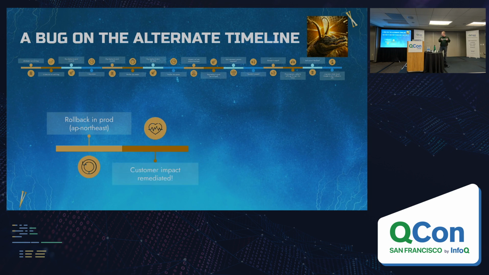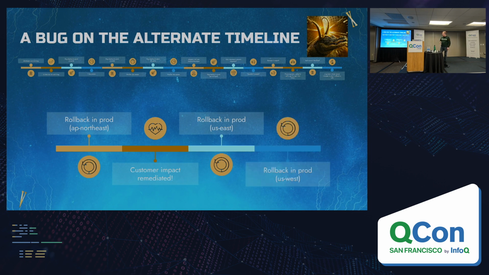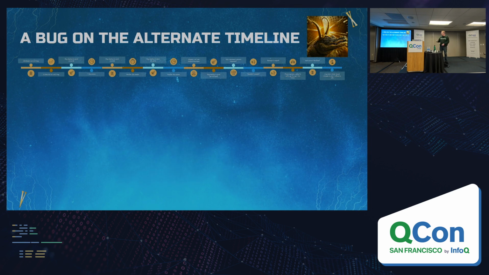They do the rollback in that one region, and then they confirm that that customer's impact was remediated. So that's great. We're taking a step in the right direction. But now we have to deal with all those other regions that we rolled it out to. Got to do rollbacks in those as well. Depending on how automated our situation is, that may be a lot of work. And then this could just keep going for a long time, but I'm going to stop here because I'm really out of space up at the top here.